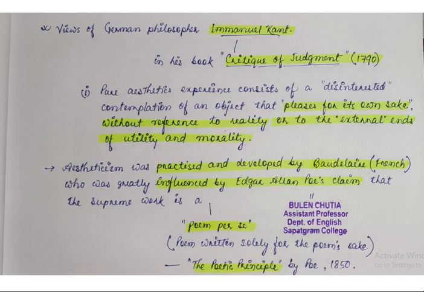In view of the German philosopher Immanuel Kant, in his Critique of Judgment, about aesthetics, Kant, a critic and philosopher of Germany, said that pure aesthetic experience consists of disinterested contemplation of an object that pleases for its own sake, without reference to reality or to the external ends of utility and morality. Try to remember the definitions or statements given by important critics and writers.